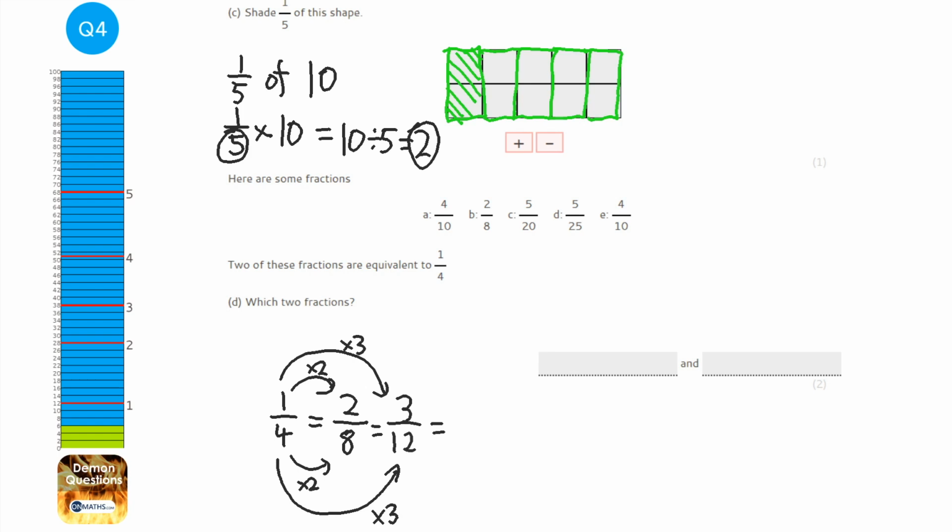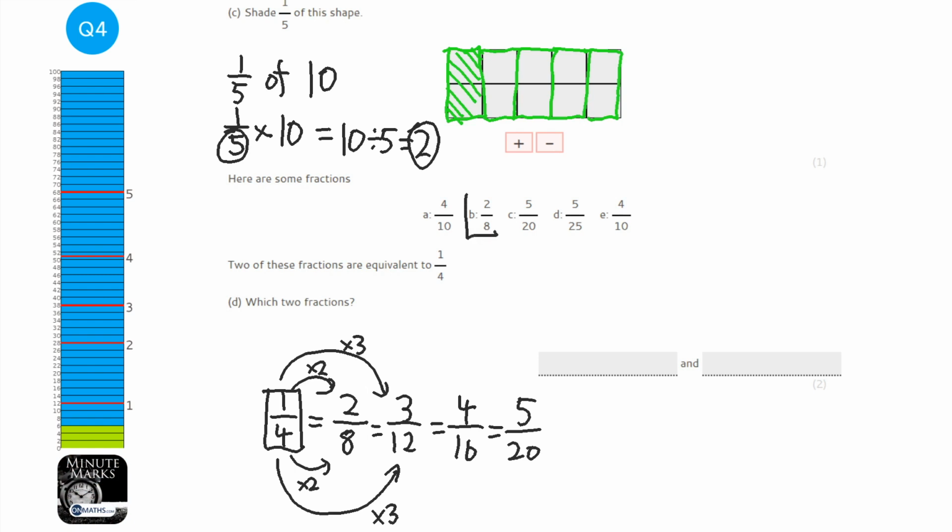Then I'm going to times them both by 4, and I'm just looking at this original fraction here. I'm going to times them both by 4, so it would be 4/16. Then times them both by 5, 5/20. Now all those fractions are equivalent, which means the same as a quarter. So let's have a look at our list. Well, we've got 2/8 there, so it's that one, and we've got 5/20 there. So my answer is going to be fraction B and fraction C.